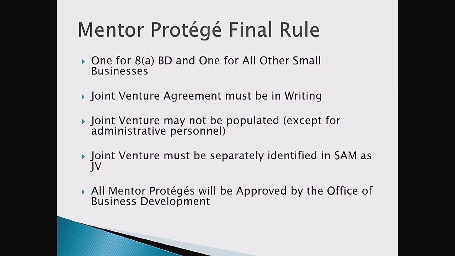Some of the clarifications, obviously it has to be in writing. We clarified that the joint venture cannot be populated. Previously, we allowed the joint venture to have employees. The problem there was it was hard to determine whether the protégé was actually performing any of the work because they were not their employees, they were the employees of this other entity. They do have to be identified in SAM as a JV, and it is still approved by the Office of Business Development.